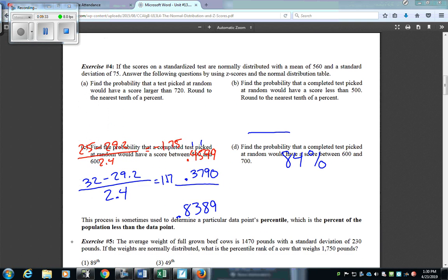As you work through, I'd like you to look at exercise 4 and try to do a couple of those, A, B, C, and D in exercise 4, and let me check it before you get into the questions.